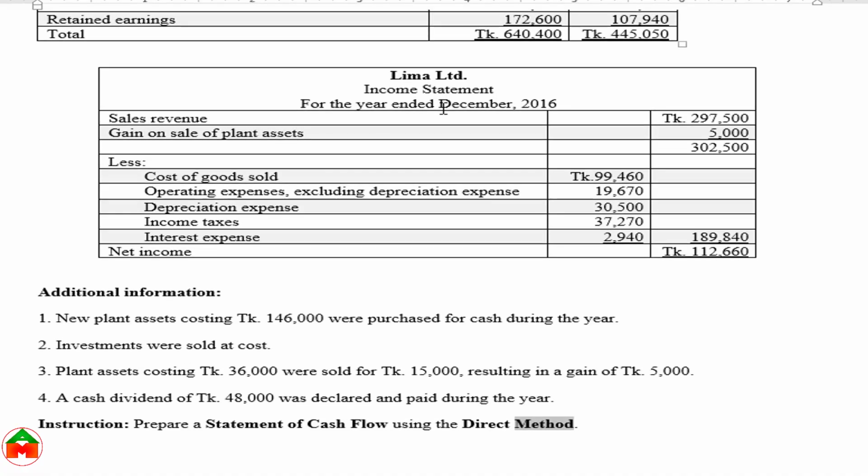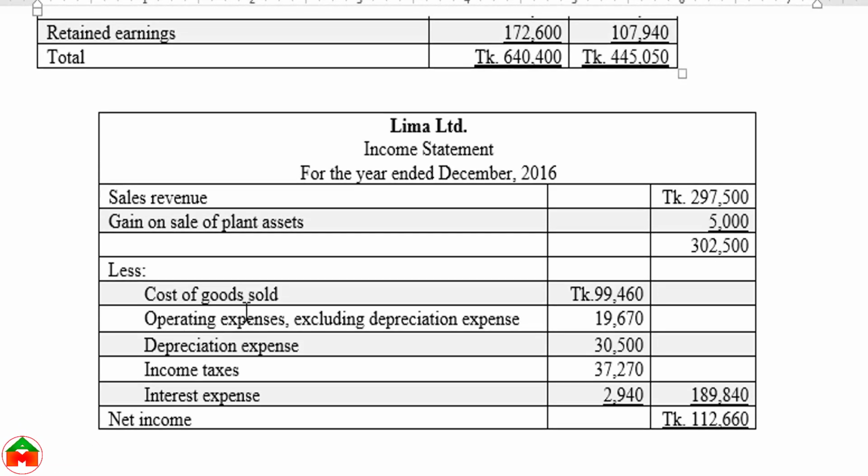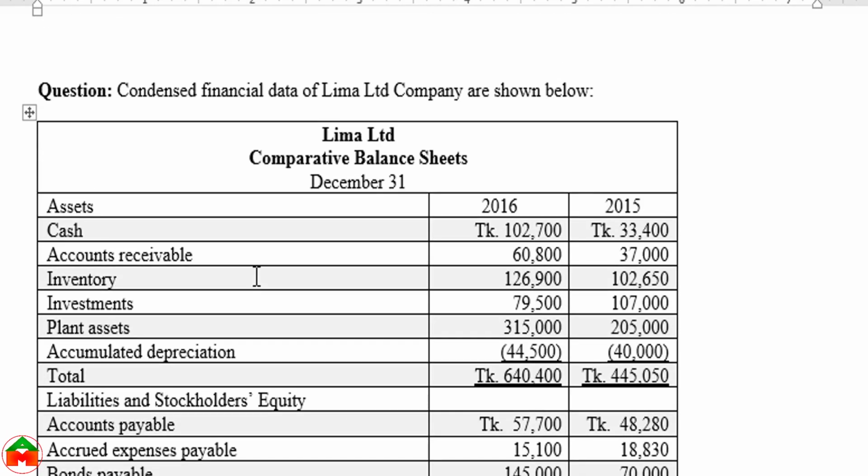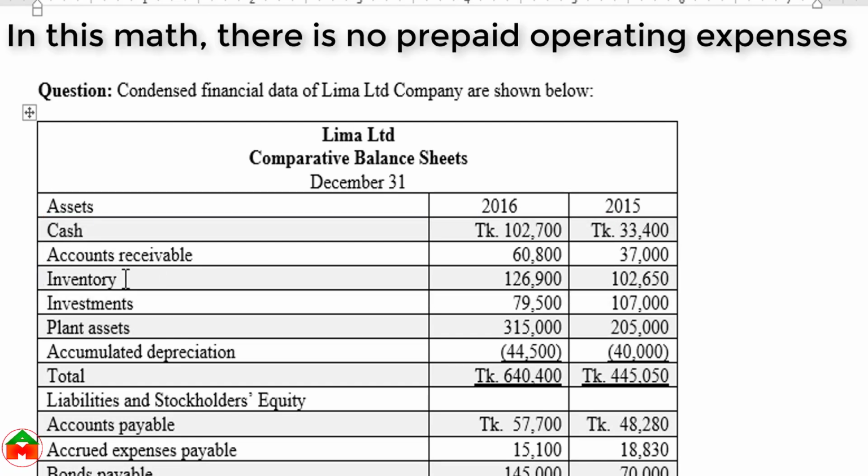So this is the income statement. From this income statement we will take the amount of operating expense. So here the operating expense excluding depreciation expense is 19,670. So with this operating expense we will adjust prepaid expense for operating expenses. Now we are going to see if there is any prepaid operating expense. Here we can see in the current assets section there is no prepaid expense for operating expenses, so we don't need to adjust this prepaid expense.